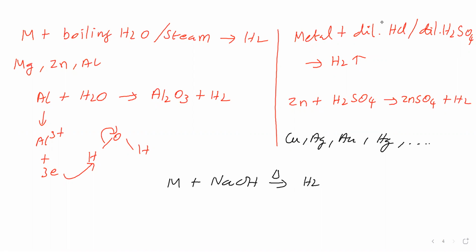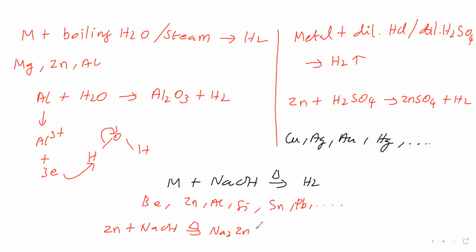Metals: beryllium, zinc, aluminum, silicon, tin, lead. These metals with sodium hydroxide on heating give hydrogen gas. For example, zinc with sodium hydroxide on heating gives sodium zincate, Na2ZnO2, and hydrogen gas. In sodium zincate, the cation is Na+ and the anion is ZnO2 2-.